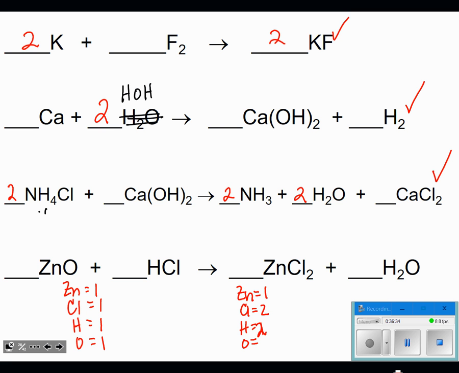Hydrogens, then, I have 2, and oxygens, I have 1. So that's really easy to see that my chlorines and hydrogens don't match. So if I put a 2 here and just recount, that's 2, and that's 2, and everybody's good to go. All right? Sorry about that. I was saying HOH because I didn't have OH on both sides.